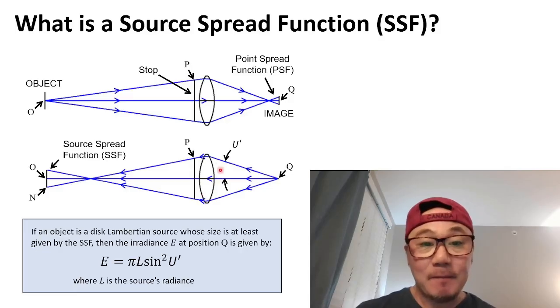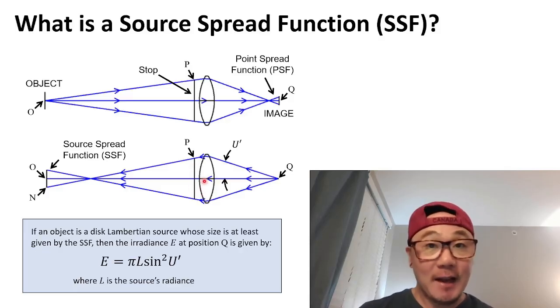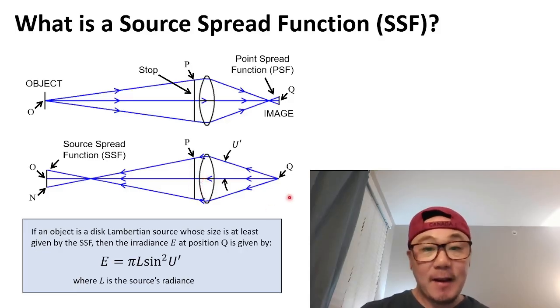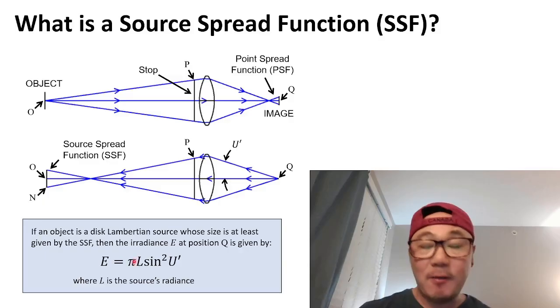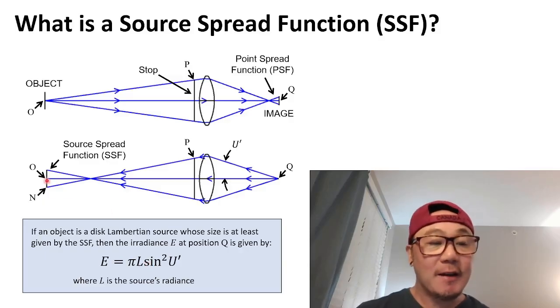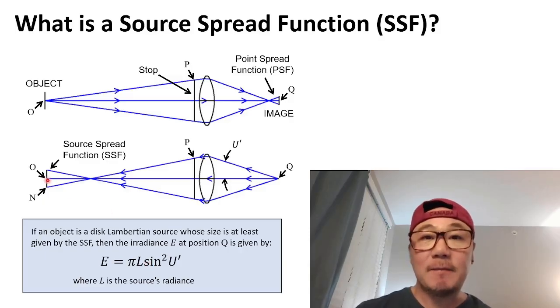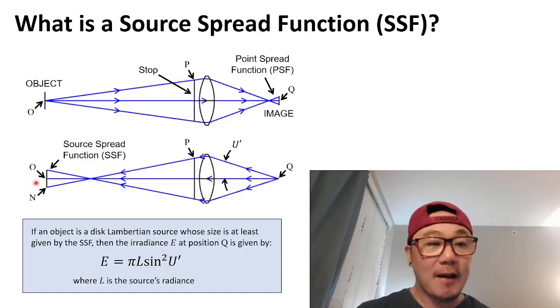But in this case here, this lens is not corrected. It's got all the aberrations. And yet, the irradiance at Q can be given by this formula as long as the object is sufficiently extended. How much extended? It's got to have a size, roughly the size of the source spread function.